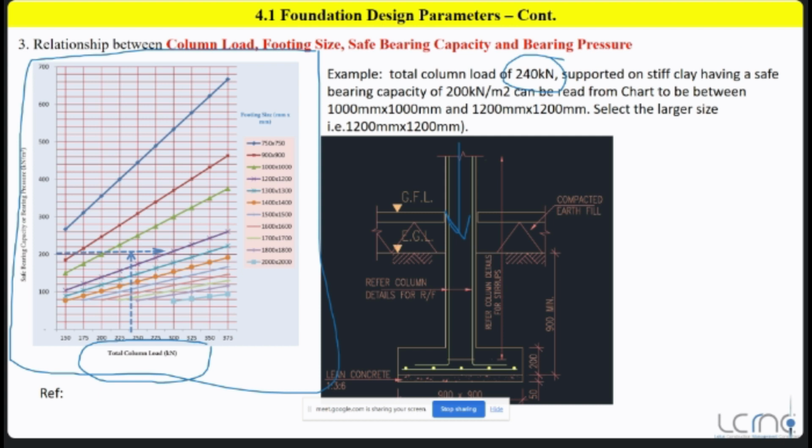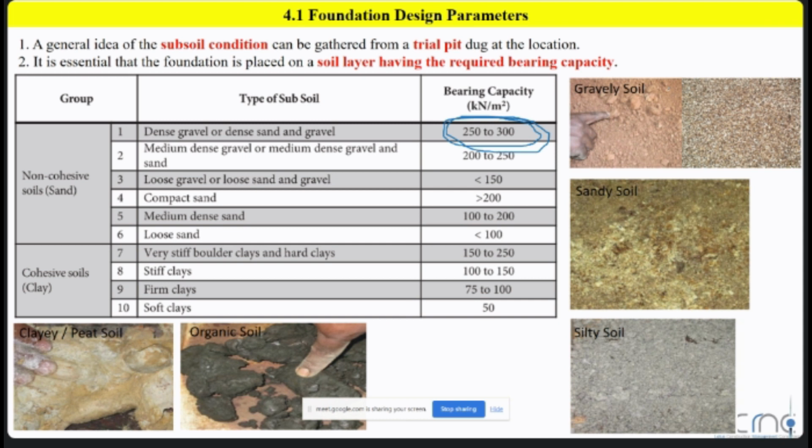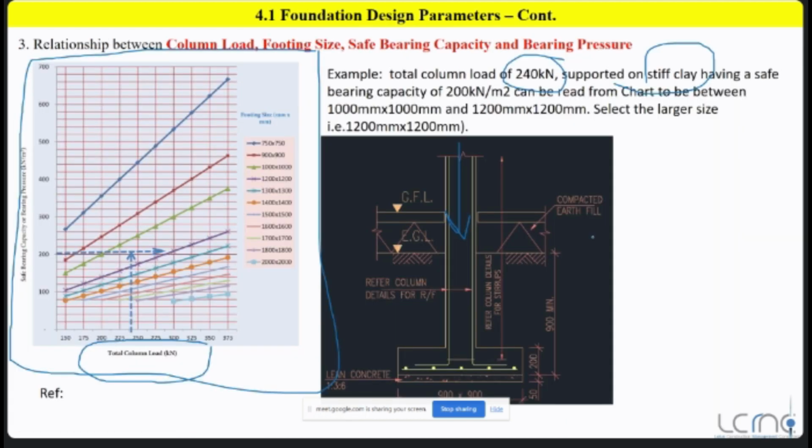For example, let's say the soil profile is stiff clay. Now where is the stiff clay? It is actually under 250. Okay, stiff clays, it's actually 100 to 150. Let's assume it is 200 kilonewton. Okay, it is 200 kilonewton.